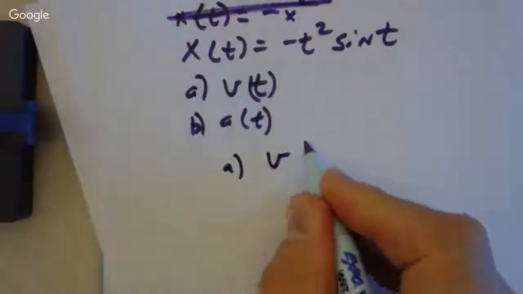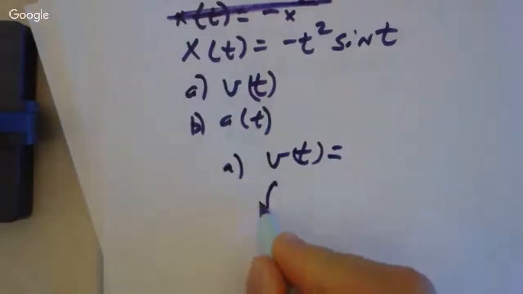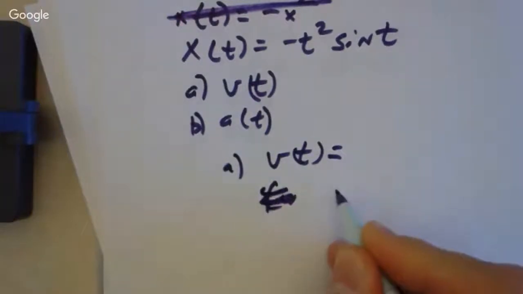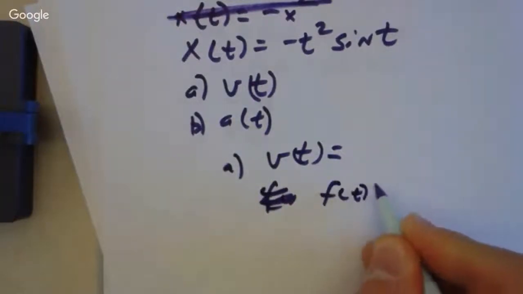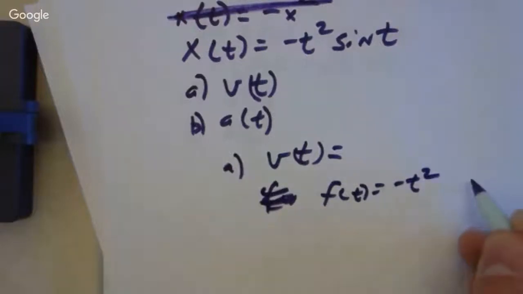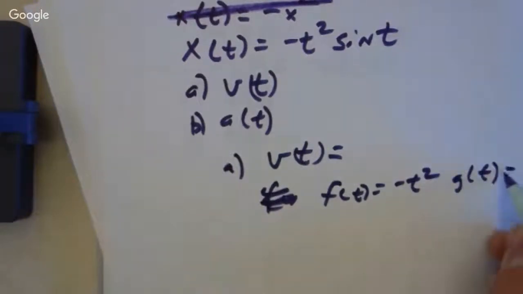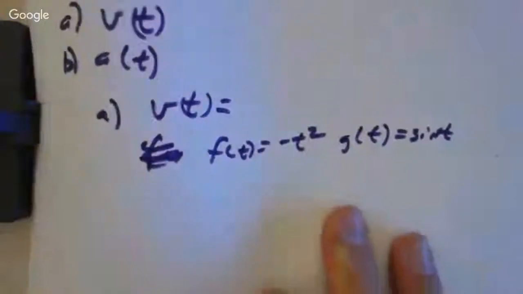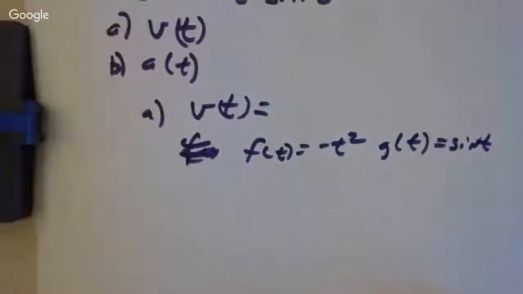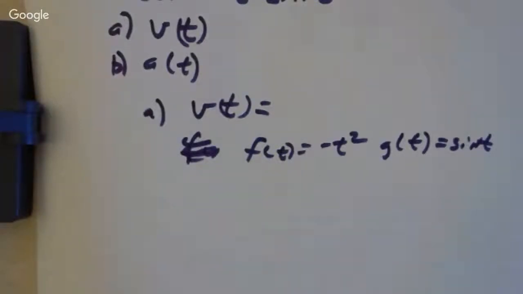Part A, v of t is what I've got to find. f of t, not f of x. I keep writing x where there should be a t. f of t is equal to negative t squared. g of t would be equal to sine of t. Now, don't forget, in the background, every derivative is finding a what? Limit. We just happen to know some shortcuts now to find that. Every one of these involves a limit.